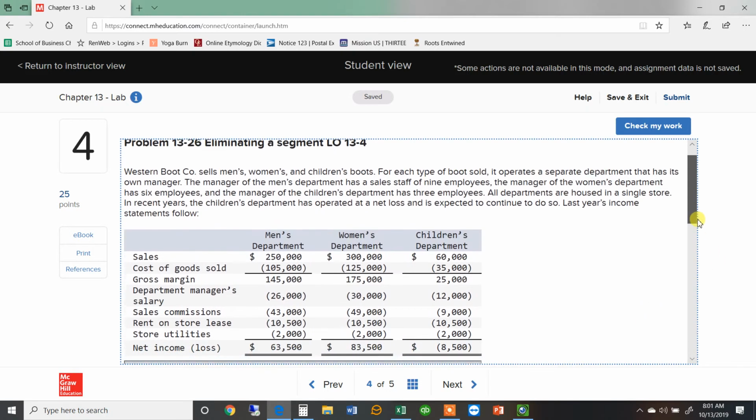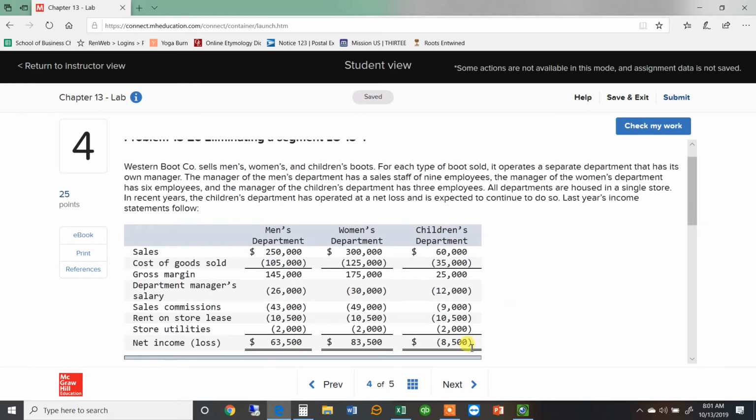Now, when we look at their total net income, we can see here that the children's department is losing $8,500. The women's department makes $83,500, and the men's department makes $63,500. So $63,500, $83,500, and they're losing $8,500.